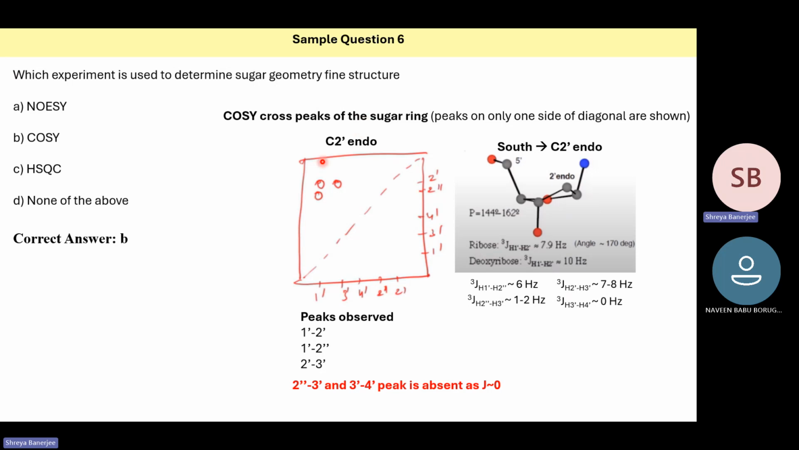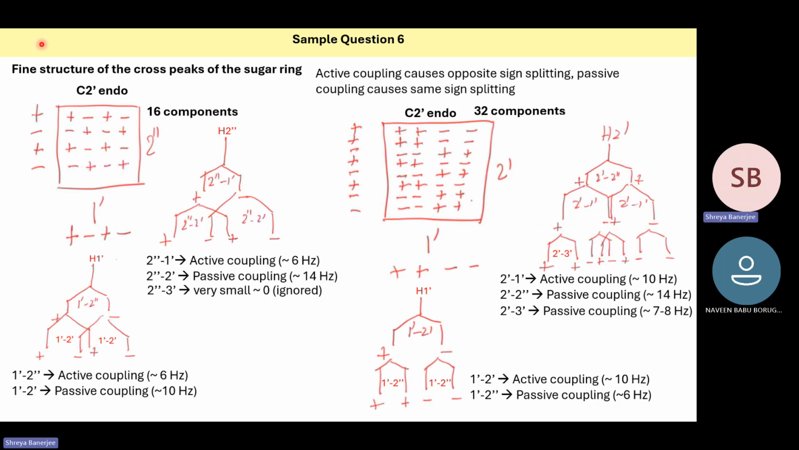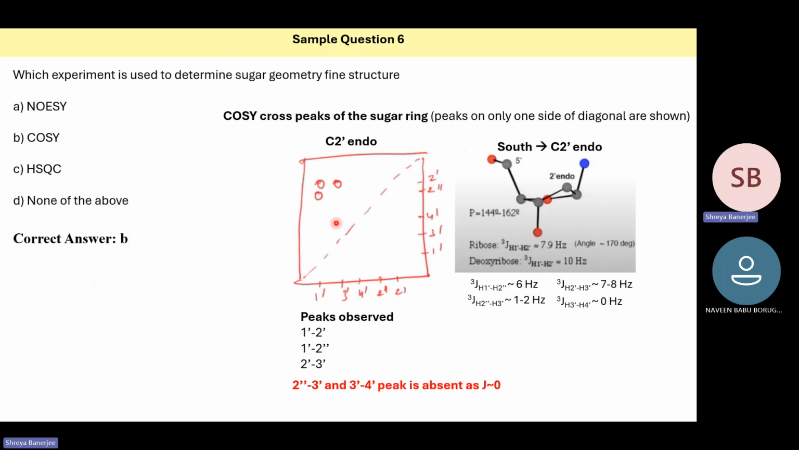From the COSY itself, you can find out the fine structure. We have discussed this in detail in the previous class. I'm not going to go into that much detail right now. It is enough to remember that using the COSY, we can find out the sugar geometry. So if we can see 3 peaks in the COSY, we will know it is the C2 prime endo geometry. So what did we use to determine the sugar geometry? We used the COSY experiment. So the correct answer is option B.